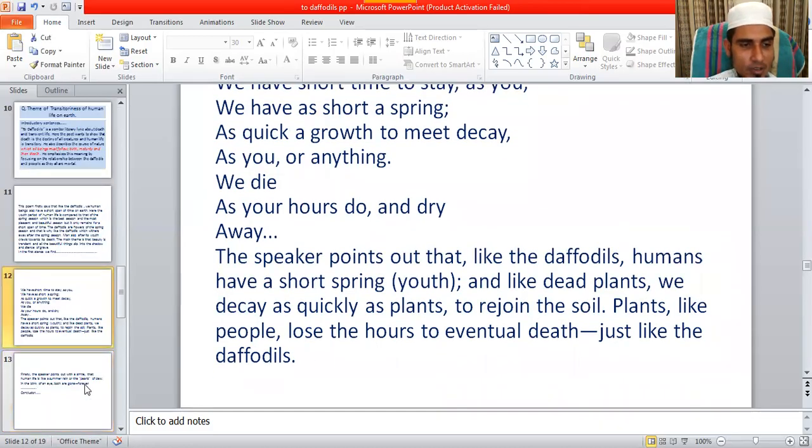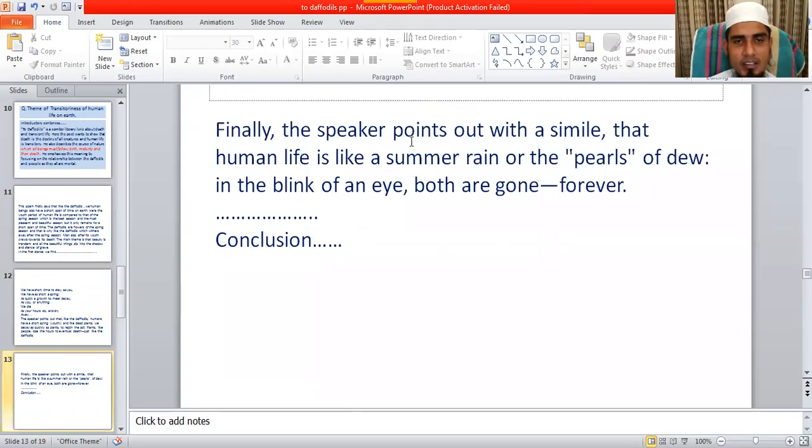So, my dear students, you can take help here, and finally, the speaker points out with a simile that human life is like a summer rain or the pearls of dew. In the blink of an eye, both are gone forever. So in this way, you can prepare the answer. Then you can give the conclusion. In conclusion, we may say that the theme of transitoriness is very nicely presented in this poem, making a comparison between daffodil and human beings.